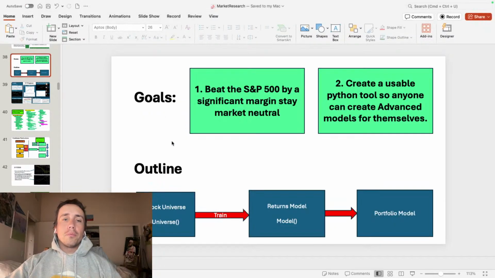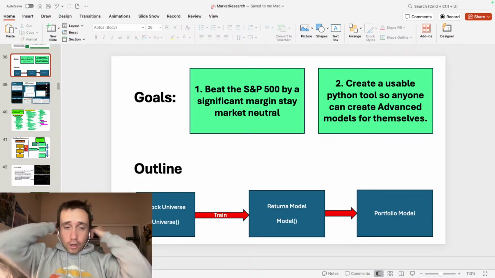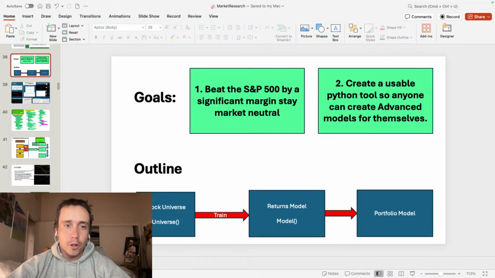Here's the outline for the project. So I have two goals. My first goal is to beat the S&P 500 by a significant margin while staying market neutral. The S&P goes up on average 6% per year. I want to do significantly better than that, 3 to 4 times that, and return 18 to 24% per year.